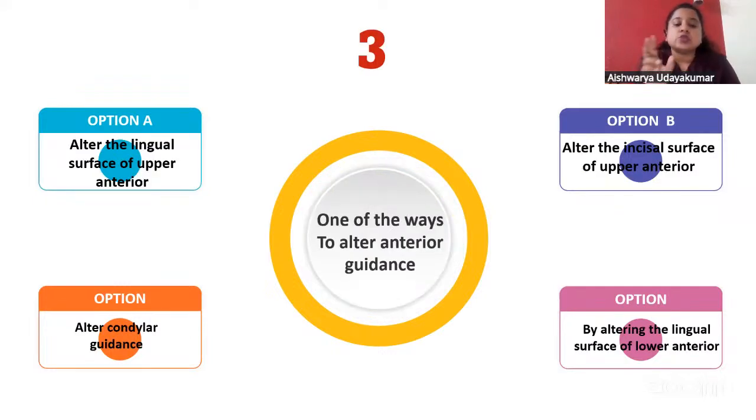One of the ways to alter anterior guidance. Anterior guidance and condylar guidance is something that students break their heads over because they don't understand what this guidance is. To simplify, I'll simply teach you with an image, okay? Anterior guidance is first the movement of your teeth. Now, imagine this is your lower anterior, this is your upper anterior.